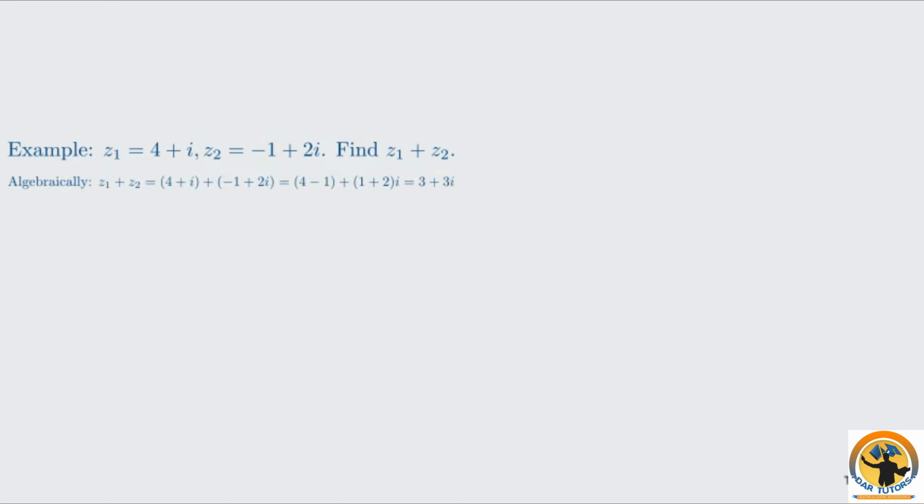Just as with vectors, we can interpret the arithmetic operations of addition, subtraction, and scalar multiplication geometrically on the Argand plane. Let's take an example. Suppose z1 is 4 plus i and z2 is negative 1 plus 2i. Let's find z1 plus z2 algebraically and geometrically. Algebraically, it's straightforward. z1 plus z2 is 4 plus i plus negative 1 plus 2i. This simplifies to 3 plus 3i, so the resulting complex number corresponds to the point (3, 3).